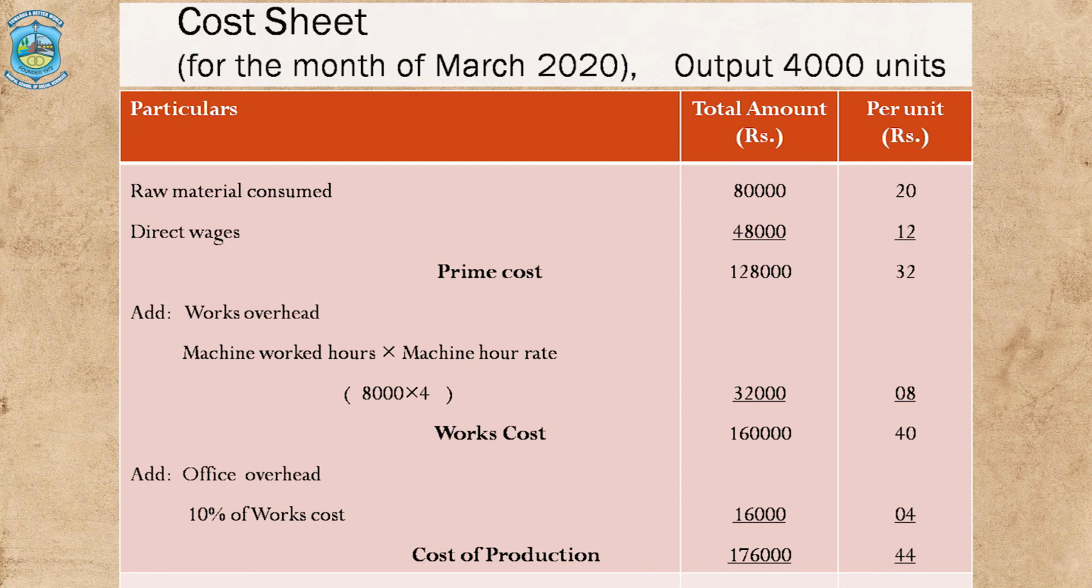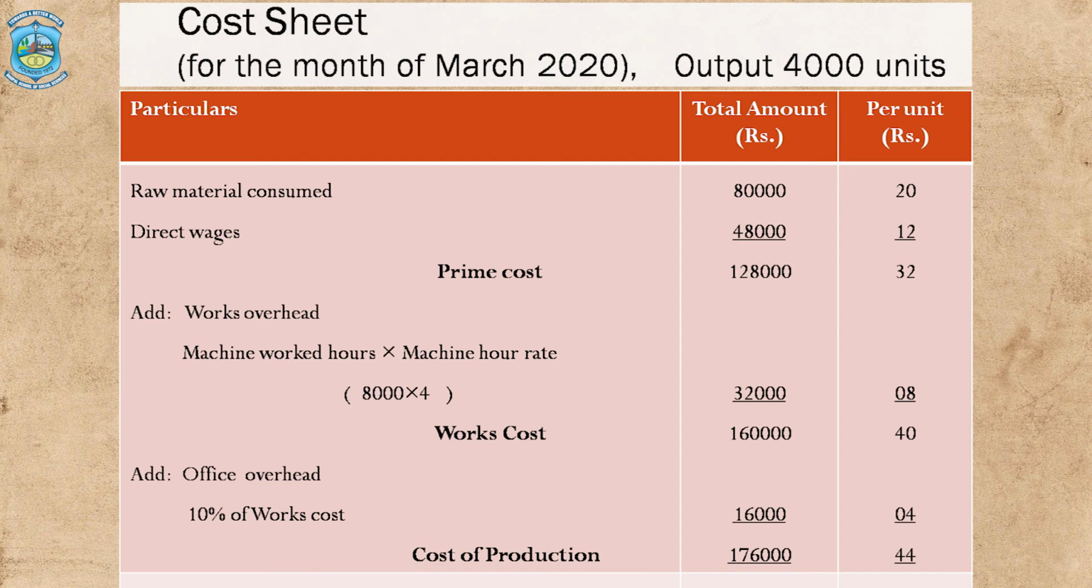This is our solution. Cost sheet for the month of March 2020, output was 4,000 units. One big column for particulars, 2 columns for amount. The first column of amount is for total amount, the next column of amount is for per unit amount. Raw material consumed, in the question it is given 80,000 rupees, direct wages 48,000 rupees. In this question there are no direct expenses. The total of raw material and wages gives you the amount of prime cost.